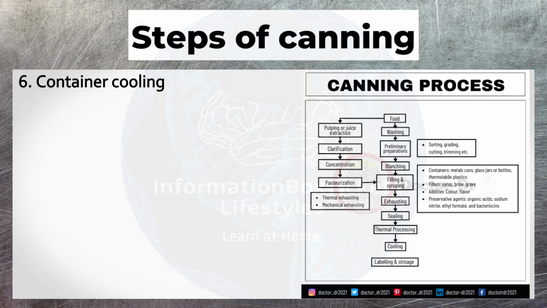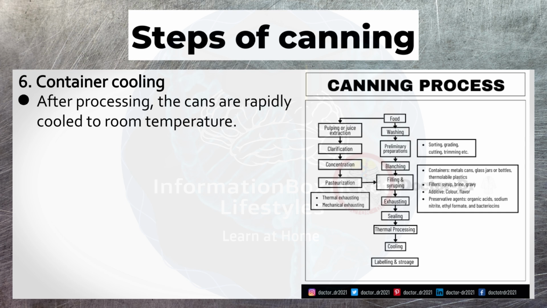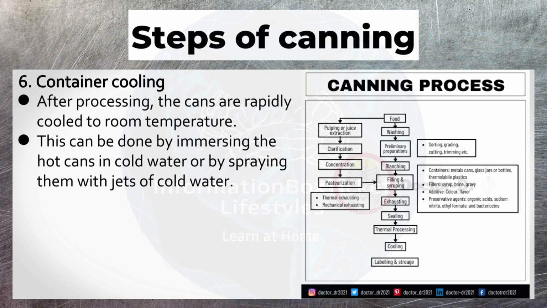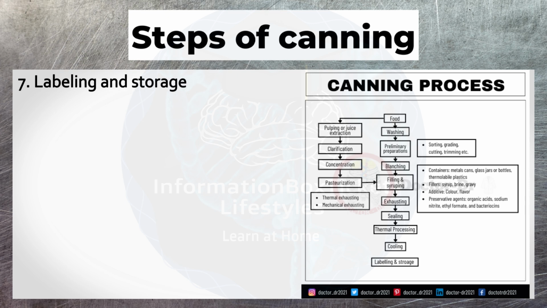6. Container cooling. After processing, the cans are rapidly cooled to room temperature. This can be done by immersing the hot cans in cold water or by spraying them with jets of cold water. 7. Labeling and storage.